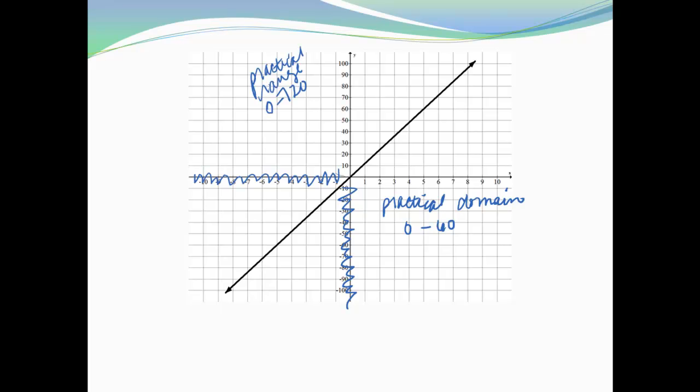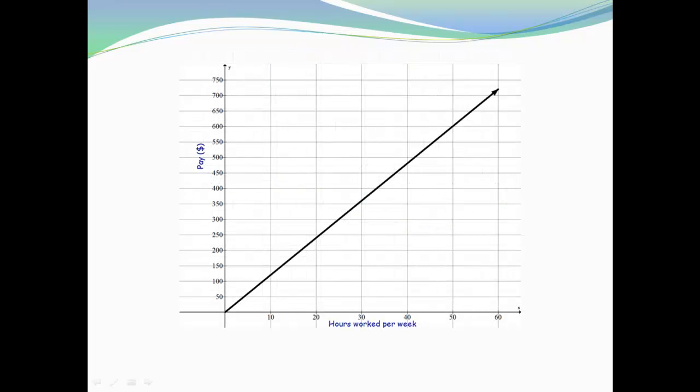If my practical domain was 0 to 60, then my practical range would be from 0 to 720. So then I might want to clean this up a little bit and make a new graph and say, here my domain represents a practical domain that goes along with the context of this situation, and my range represents my practical range, which again goes along with the context of this situation.